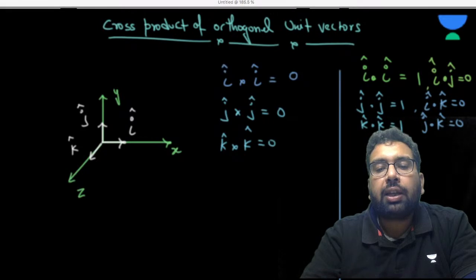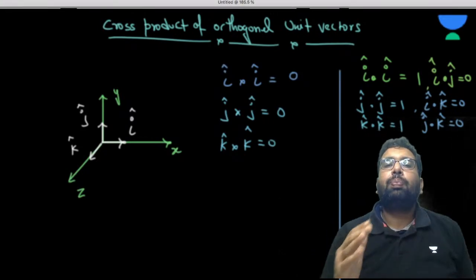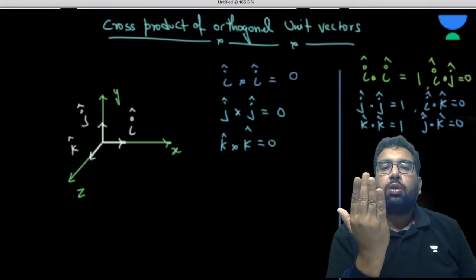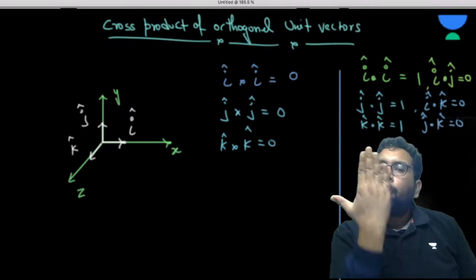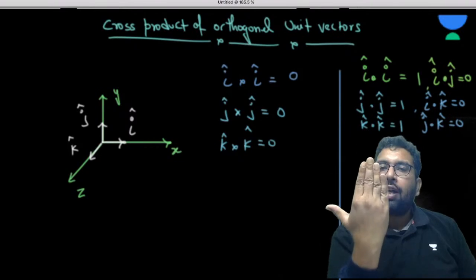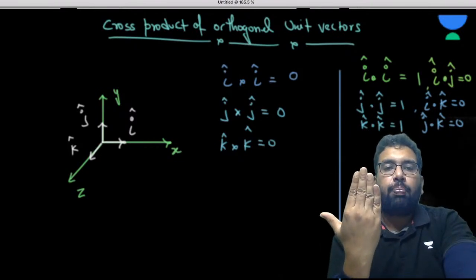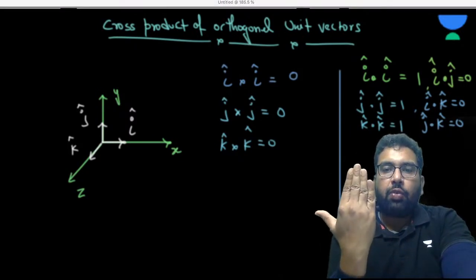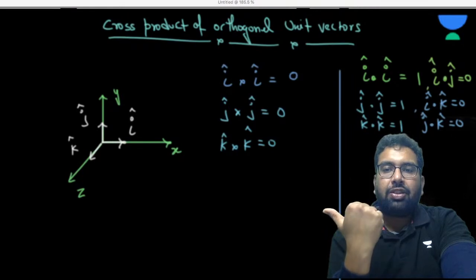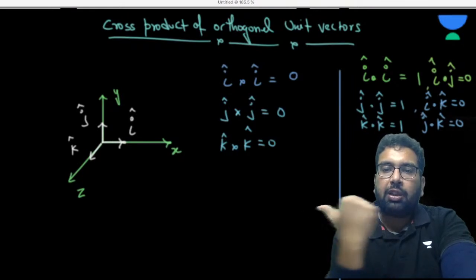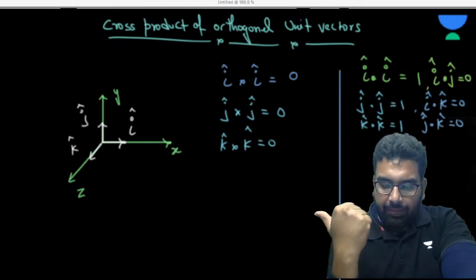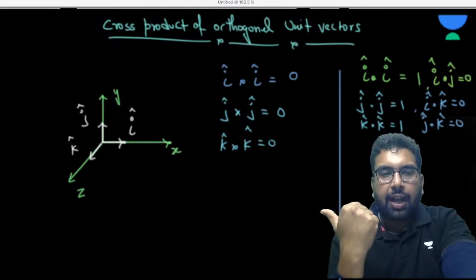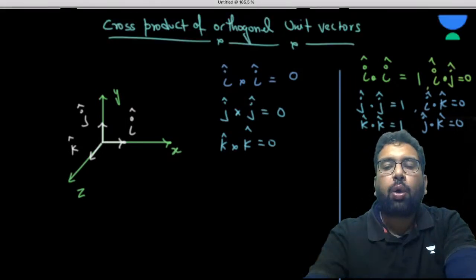So J cross K we are writing. Now please see J cross K. You want to curl your finger from J. So this is J, na? This is Y. This is J. Okay, your palm is like this, and now when you are curling it towards K, this must be the curl. So this is going to be your direction of the vector, isn't it? Where the thumb is pointing towards the positive I.